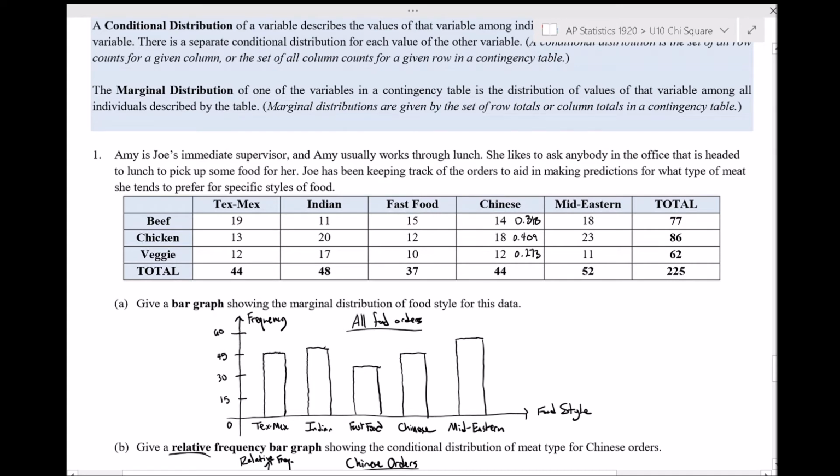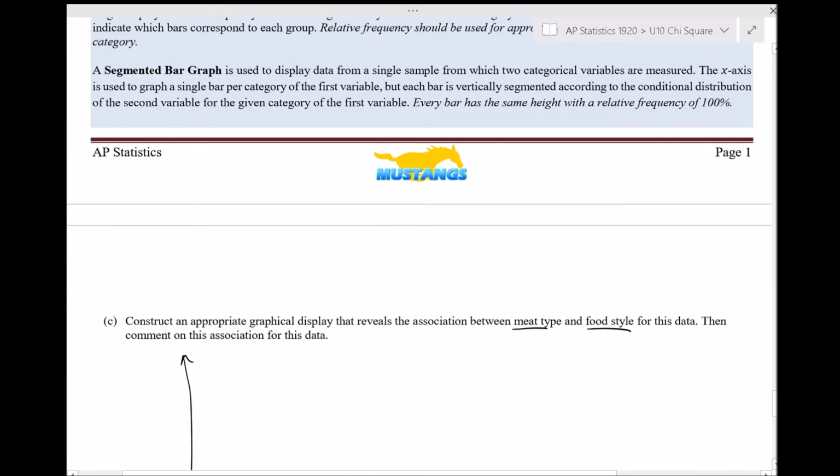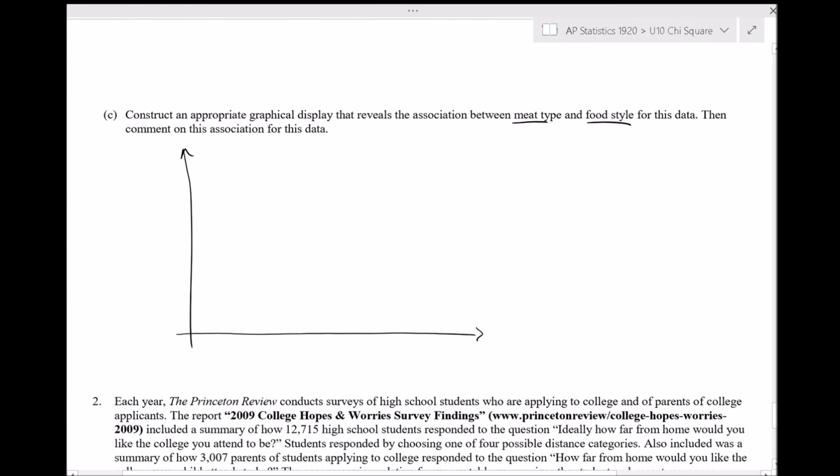So then knowing that Amy, usually the way that goes is like, where are you going? So what is it that you're getting for lunch? Oh, you're going to that place? Can you get me this? So usually it's like, here's the place. You automatically understand what the type of food it is, and then you order the meat type accordingly, or you order specifics accordingly. So I'm going to do this showing the distribution of meat type across all of the food styles. So that's the way that's going to get done.